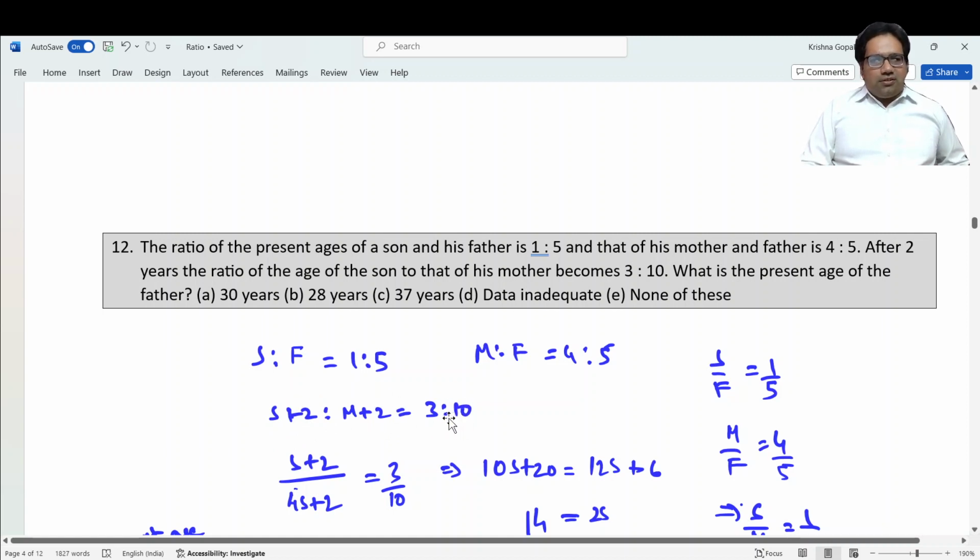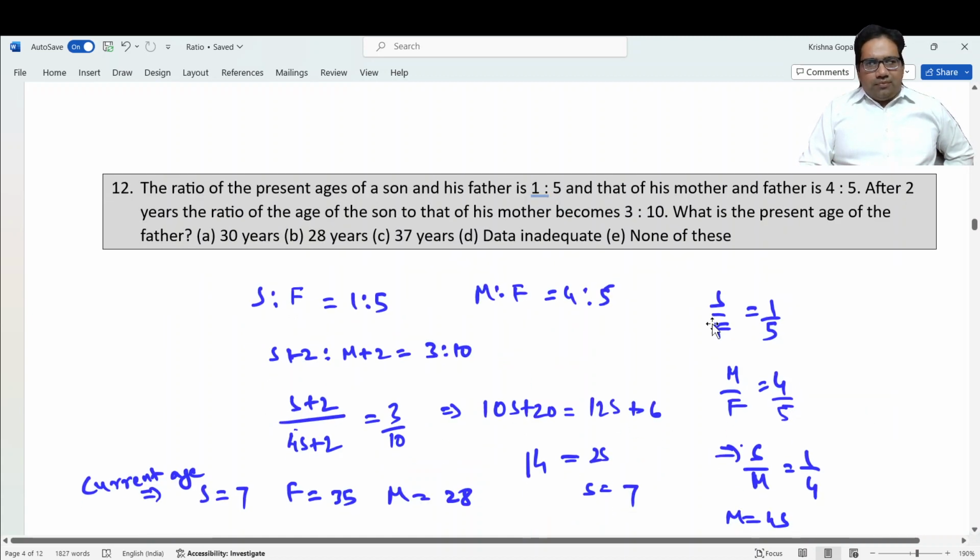Okay. Let's try to simplify. What is the present age of the father? Okay, very good. Son is to father. S by F equal to 1 is to 5. M by F equal to 4 by 5. Let's substitute one of them. Or S by M. What does this mean? This by this. S by M will become 1 by 5 by 4 by 5 is equal to 1 by 4.